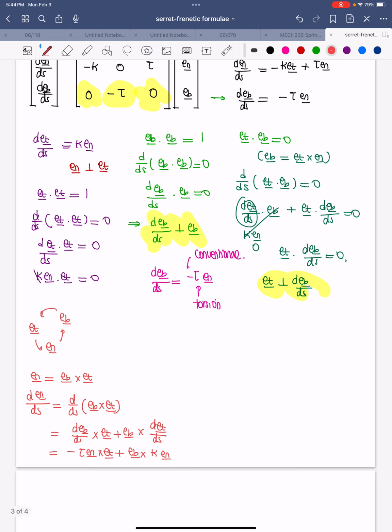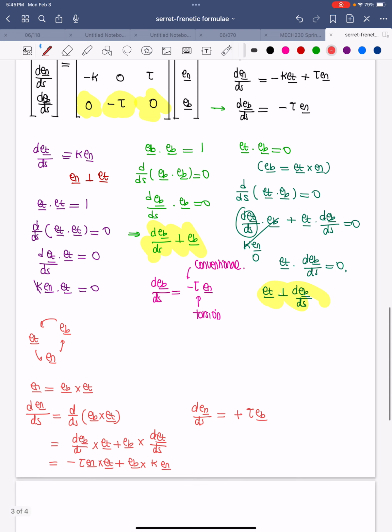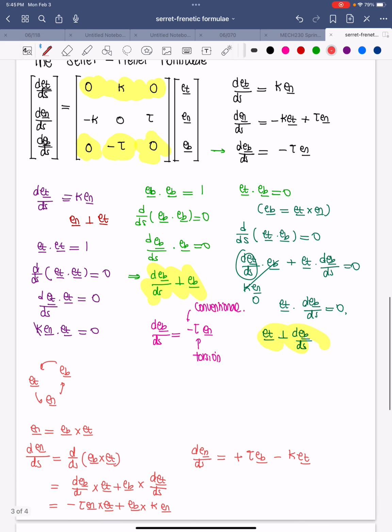And then this gives us that den by ds is equal to: en cross et is minus eb, so minus and minus gives us plus tau eb. And then eb cross en is minus et, so minus kappa et. And that's it. That's the third row of our Serret-Frenet relations.